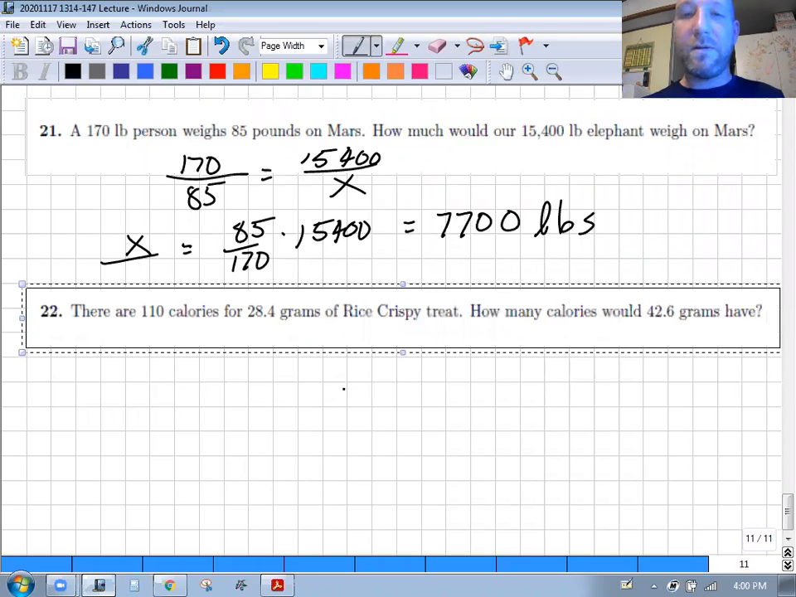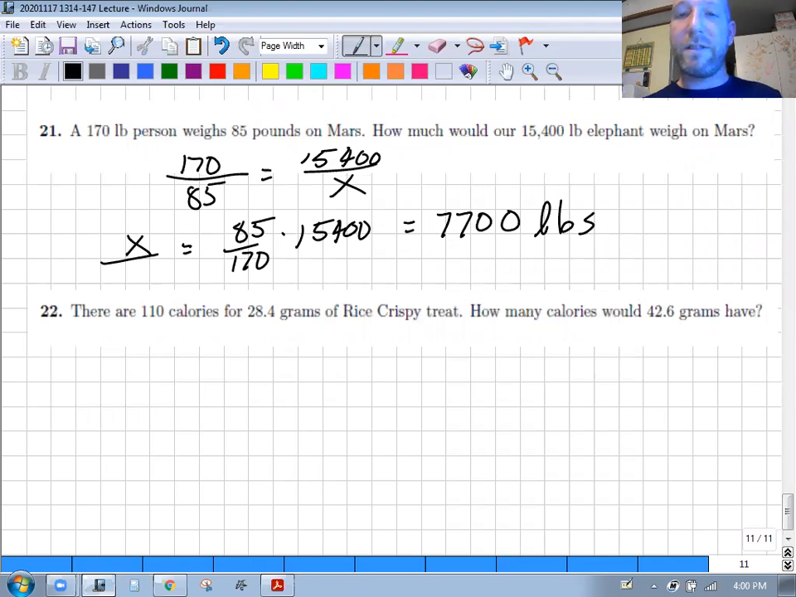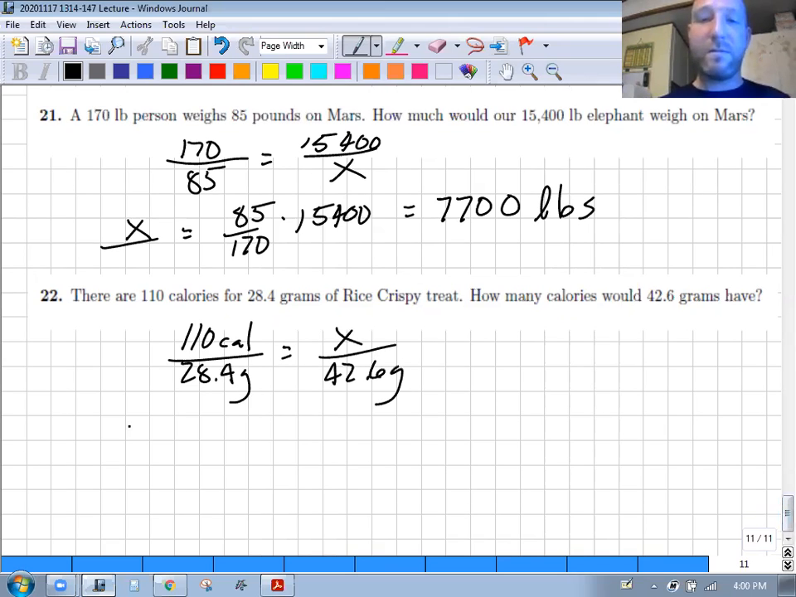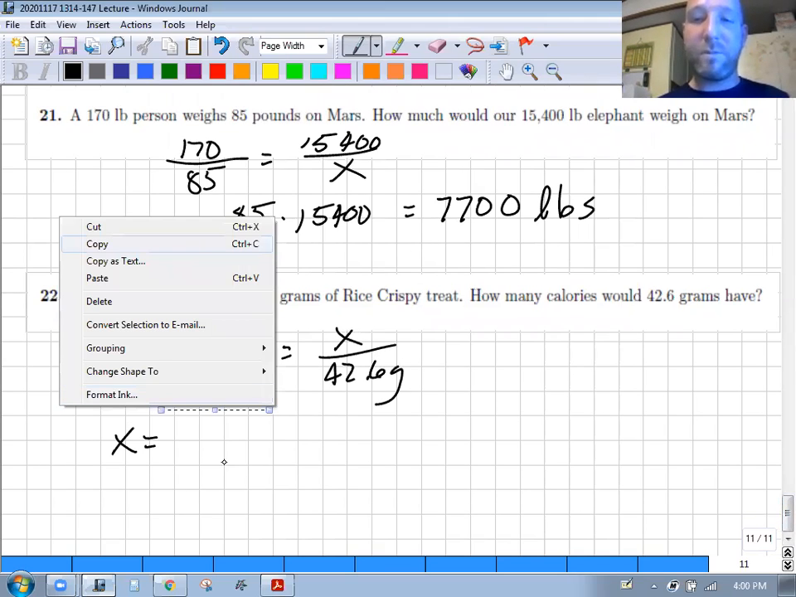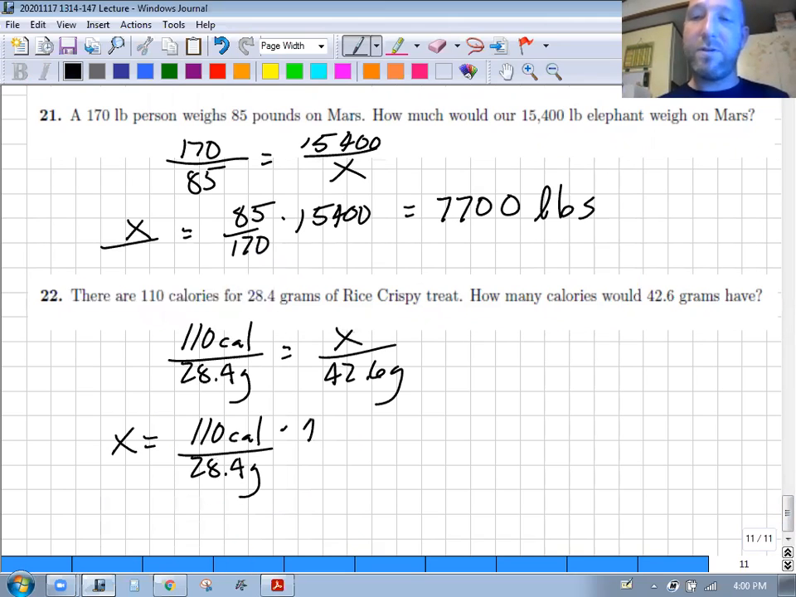All right, there are 110 calories for 28.4 grams of Rice Krispie treats. How many calories would 42.6 grams have? Well, multiply both sides by 42.6 grams. Grams goes away. We're left with units of calories like we want. And we have 110 times 42.6 divided by 28.4, 165 calories.